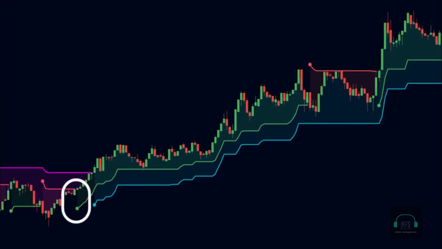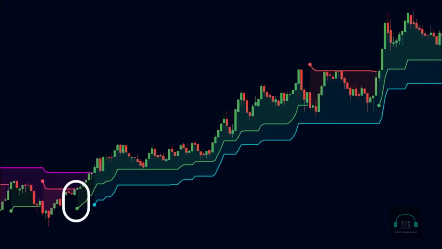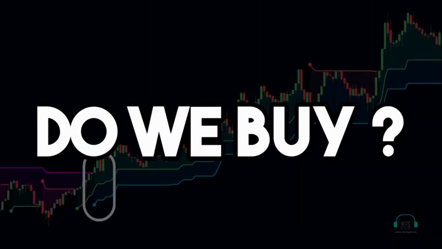Look at this point. Here the short-term Supertrend has given us a buying signal. So, should we buy? The answer is no, we cannot buy here, because the long-term Supertrend is bearish. Hence we will only take sell trades. But soon we see that the long-term Supertrend turns blue. This indicates that both the Supertrends are now bullish. So, do we buy here?